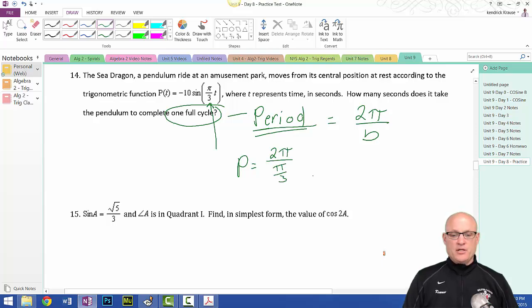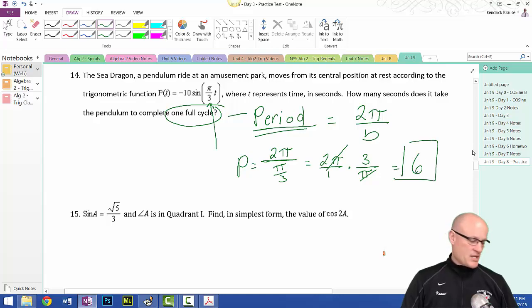There's my b. So now I've got a number divided by a fraction. So what we'll do is we'll flip and multiply. So this really becomes 2 pi over 1 times 3 over pi. Pi's cancel, and my answer is simply 6.